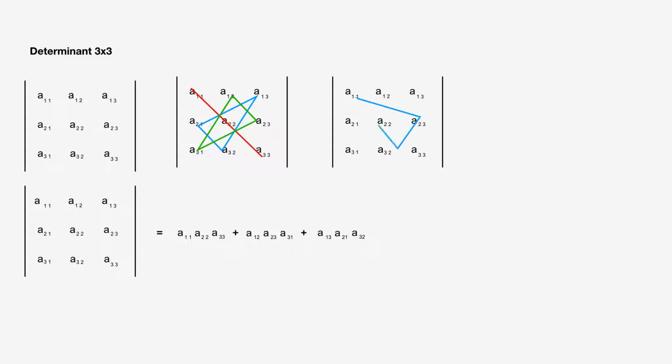Multiply elements on the first triangle, a11 by a23 by a32, and write them with minus. Multiply elements on the second triangle. Next we need to multiply elements on the anti-diagonal, a13 by a22 by a31, and write it also with minus.